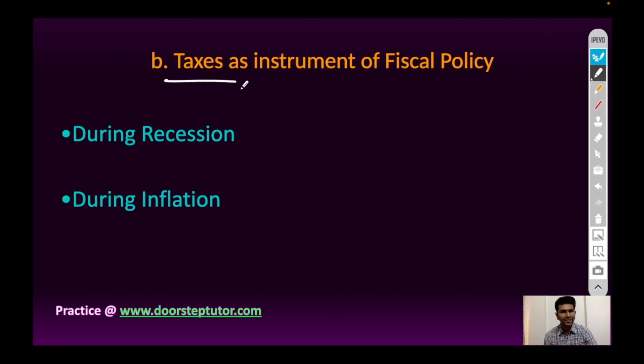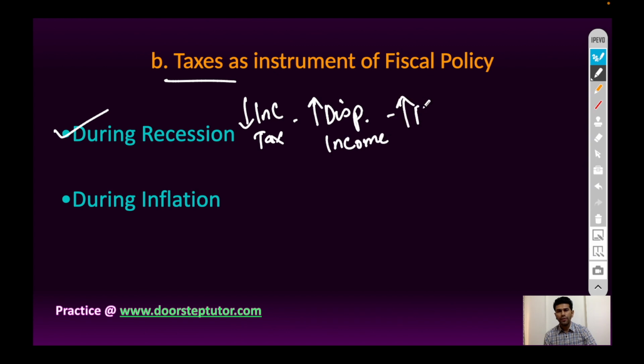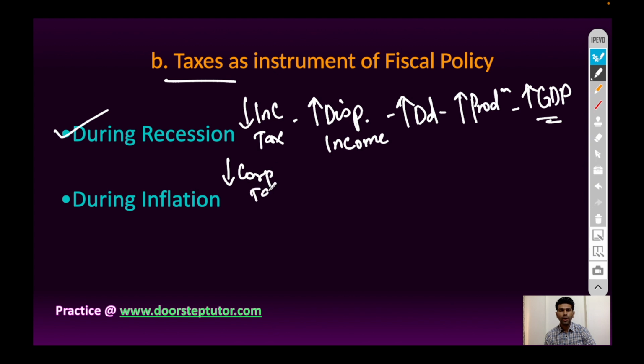Next, by way of taxes. During a recession, for individuals, the government reduces income tax. People will have more disposable income and will start demanding more. There will be an increase in production and ultimately an increase in GDP. Similarly, for companies, the government reduces corporate tax. They will be left with high net profit. Companies will invest more and there will be more GDP.